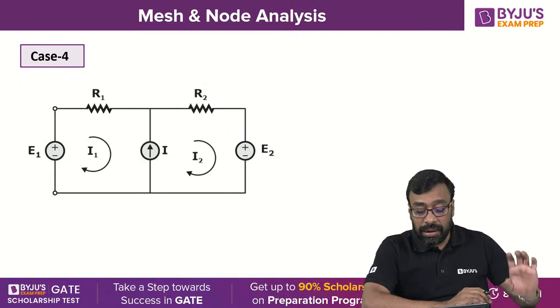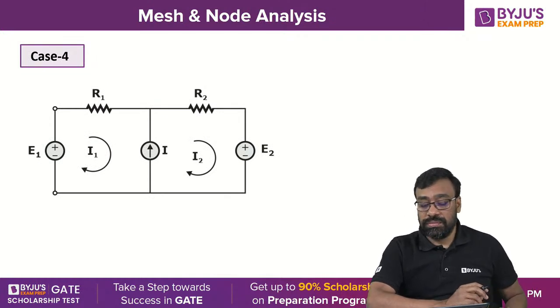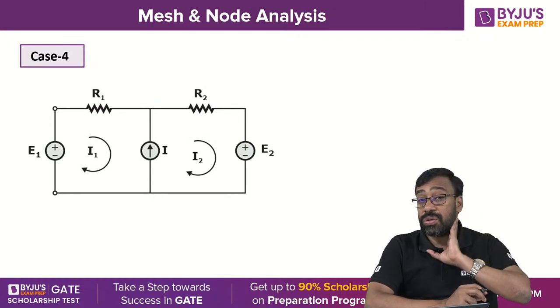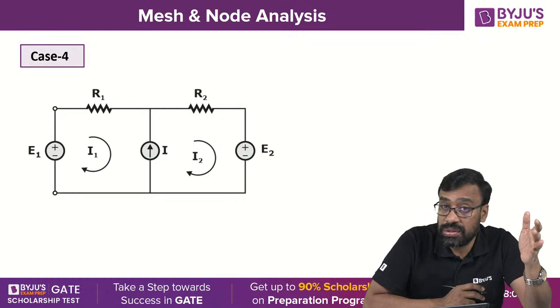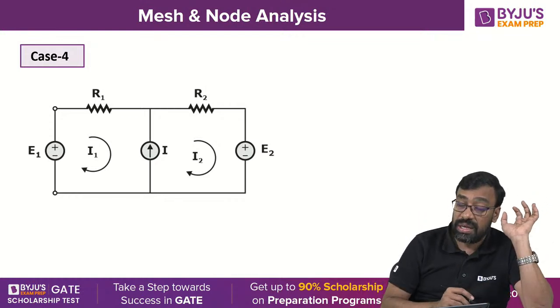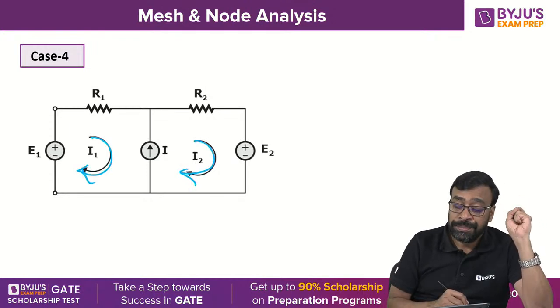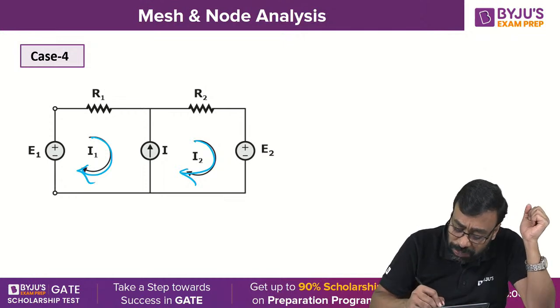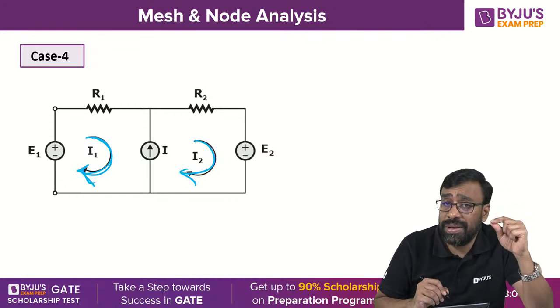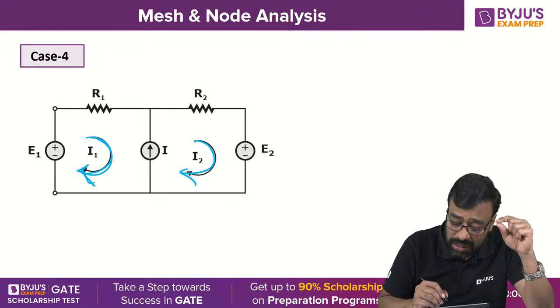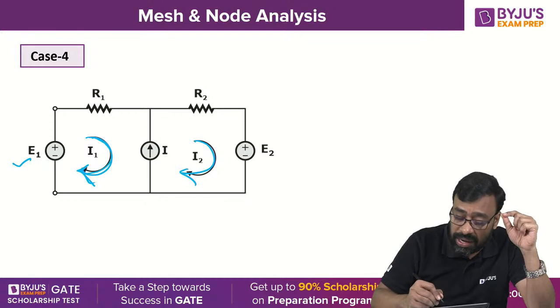Now, coming to case 4, when a current source is given. So far, we have not taken any current source. Suppose a current source is given and I select the loop currents like this. When I try to apply Kirchhoff's voltage law in the first loop, I must always know the voltage across each and every element. I know the voltage across R1, because I1 is flowing through R1.